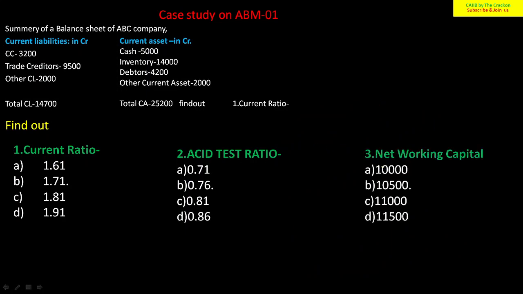So here, the next third question. Here the answer is B, option B. Next question is net working capital. So this is a very doable one, so you can easily answer it, right?